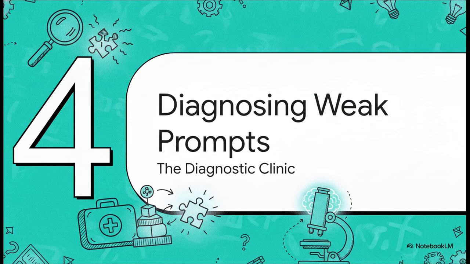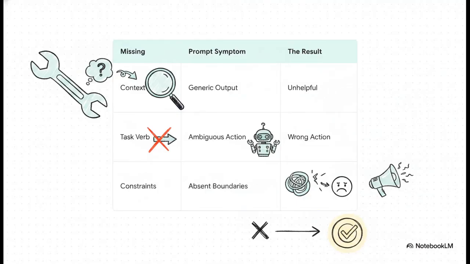Which brings us to our final section, Section 4, diagnosing a weak prompt, also known as the diagnostic clinic. Welcome to the clinic. This is where we learn how to take a really disappointing prompt, hold it up to the light, spot exactly which piece from our stack is missing, and basically cure it. This is where you put all this anatomy into practice.